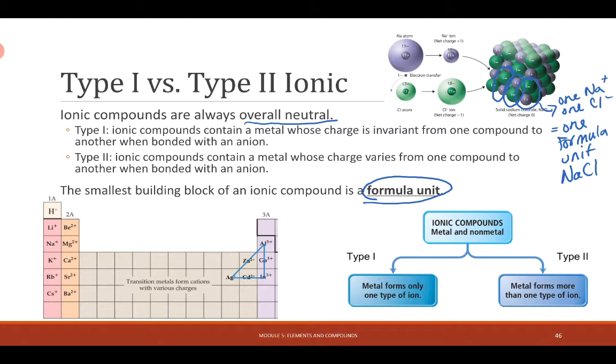This distinction between type 1 and type 2 has to do with whether the cation, aka the metal, has a common ion charge or not. And so this figure here referred to the common ion charges. And so if you have one of these common metal ions, then it's going to be type 1. If you have any of these transition metals, it's going to be a type 2 ionic, because the charge varies from one compound to another depending on which anion it is bonded to.